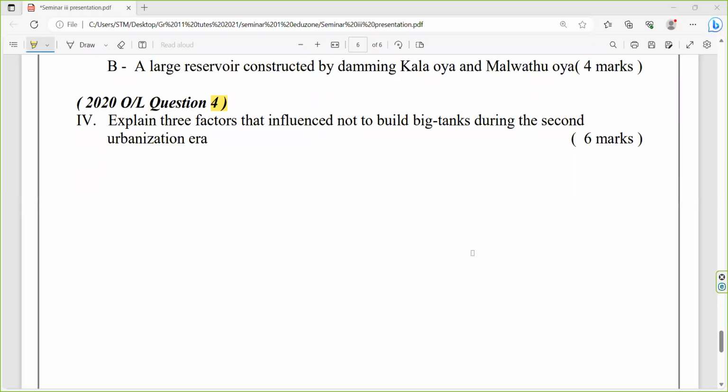Asking, did they store flood water? No, we can't say that they stored flood water. But that water can be stored in tanks and later you can use it for irrigation.